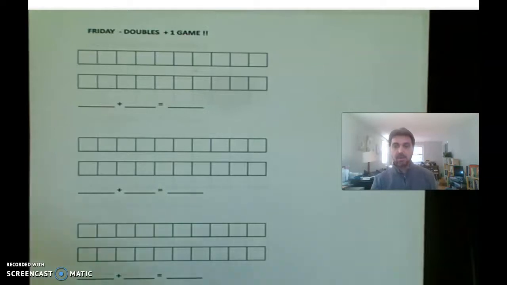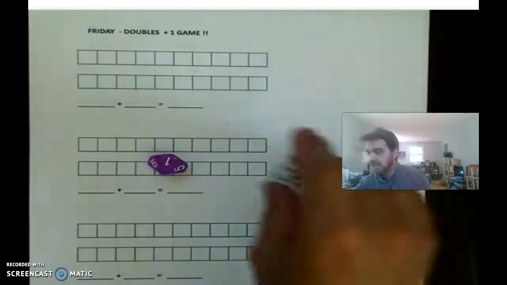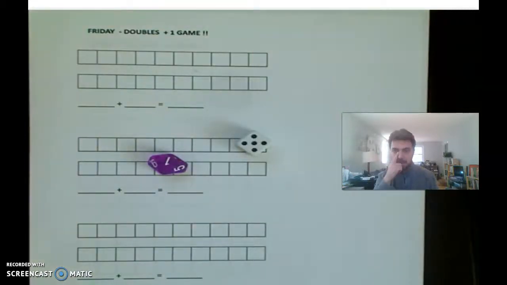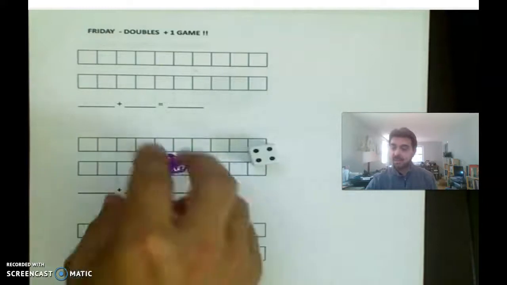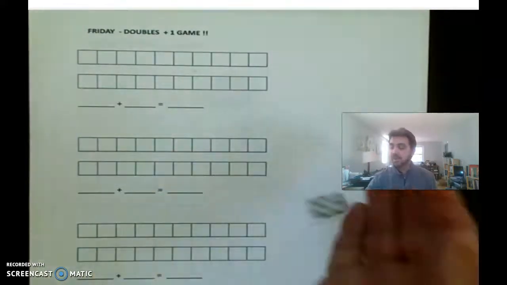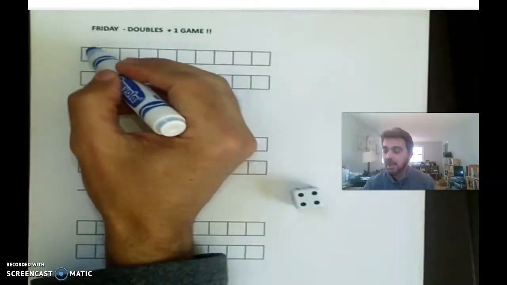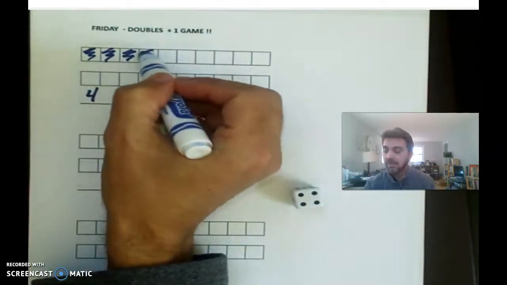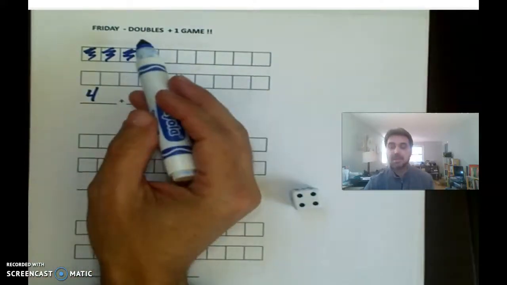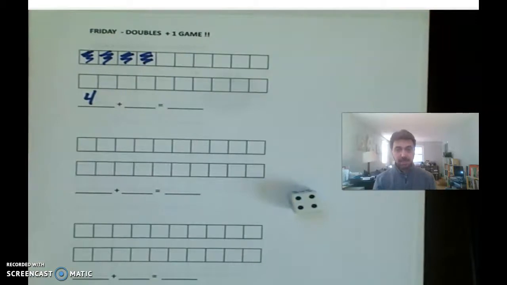Okay, you can use this one. You can also use your dot dice if you prefer. Okay, if some of the bigger numbers are hard, you can use this because the highest number on this will be 6. So if I use this one and I roll, I get a 4. Okay, so just like yesterday, we're gonna do 4. 1, 2, 3, 4. Okay, so it's doubles plus 1 game, which means we're going to double it. So I'm going to do another 4.